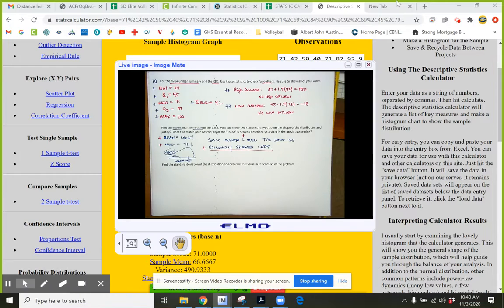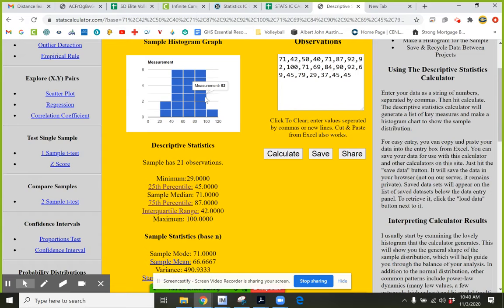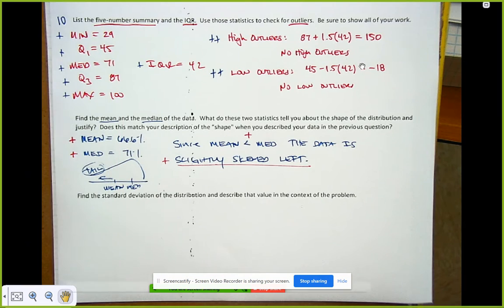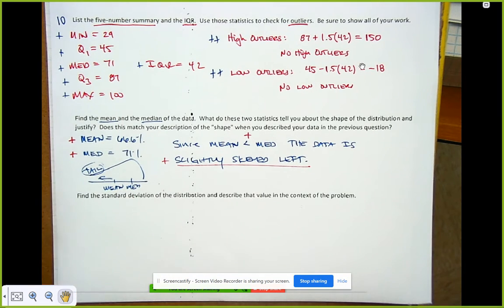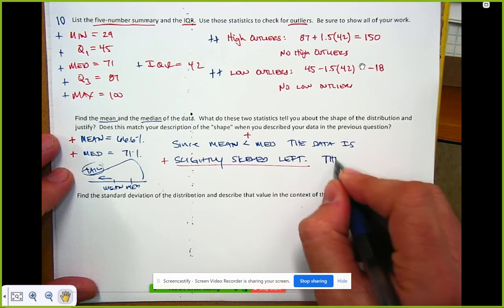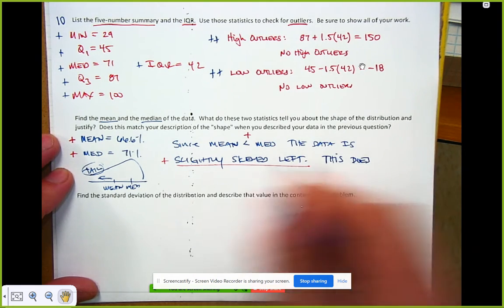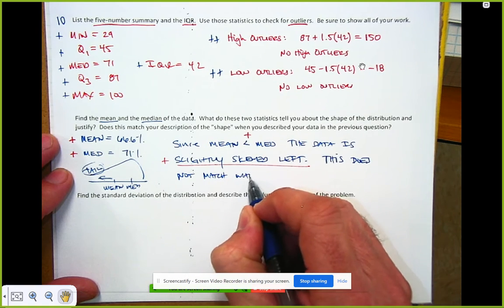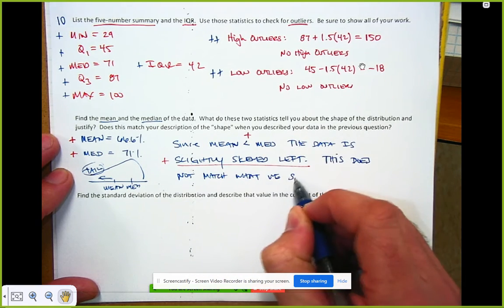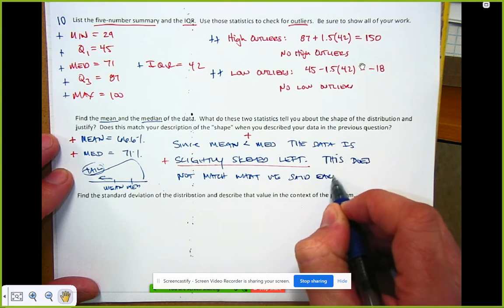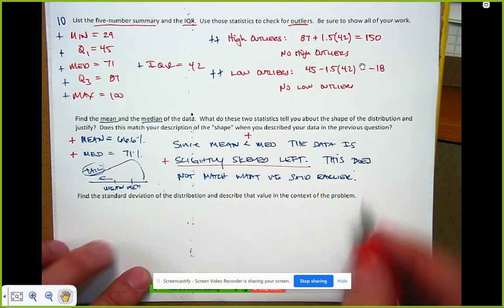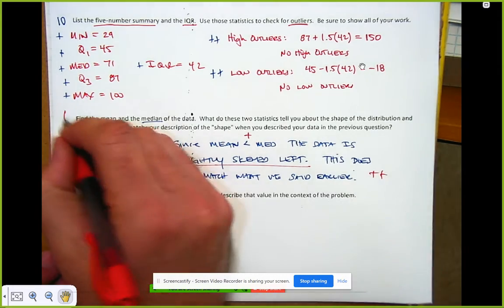Didn't we say it looked, if you go back here, we looked at it. We said, hey, this looks roughly symmetric. Yeah, totally. That sometimes happens, but when you get into the data, it tells you that there's a little bit of skewness because that mean is moving away from it. So you would say this does not match what we said earlier. If I ask you the question, you would have to answer that. You get 2 points for that. So I think that was a 6-point problem.